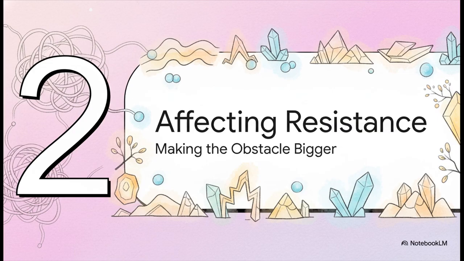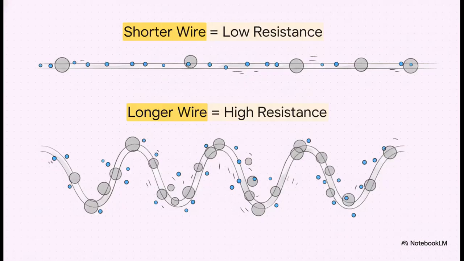So what actually determines how much resistance a material has? It's definitely not random. There are a few key things that can turn a wire from a superhighway for electrons into a total traffic jam. Okay, first up, length. And this one just makes sense, right? A longer wire means the electrons have to travel a longer distance. That gives them way more chances to bump into atoms along the way. And every single one of those collisions adds up to more resistance. So, a shorter wire? Yeah, that's a much quicker, easier trip.